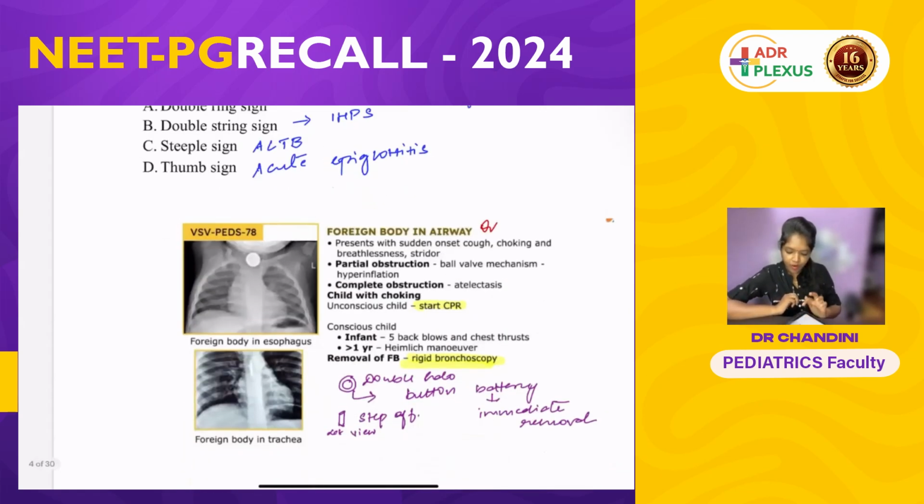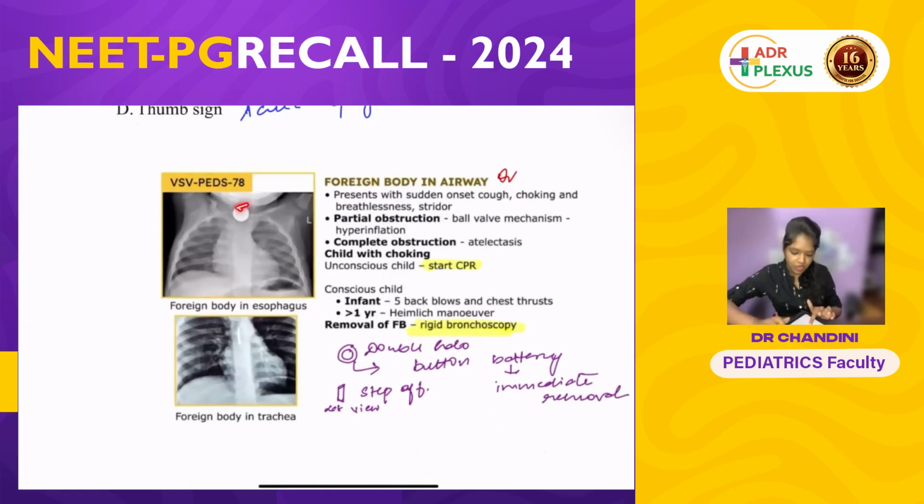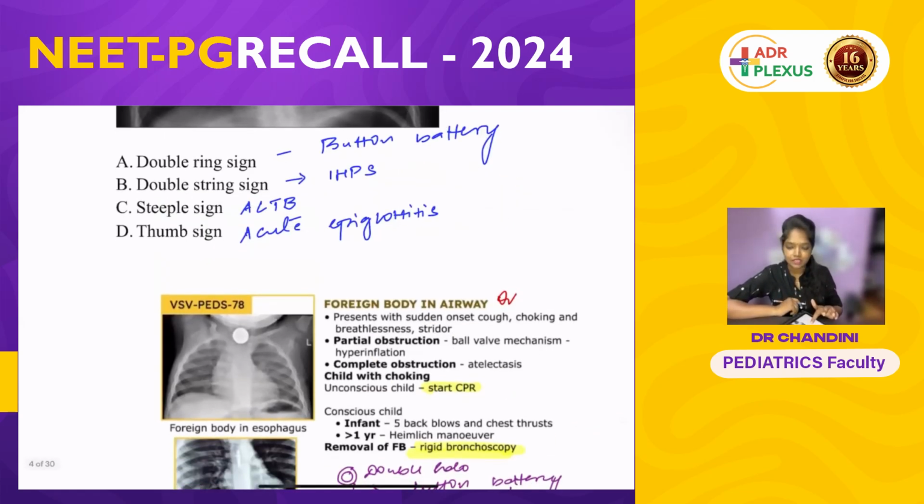Foreign body in airway: when you have a homogeneous round object, it is a coin. But when you have a double ring sign or a double halo sign as shown here, it is a button battery. And on lateral view, you will see a step off sign in case of a button battery, which means it needs immediate removal. So the answer is double ring sign.